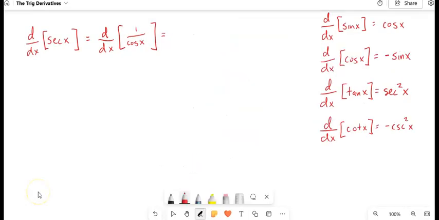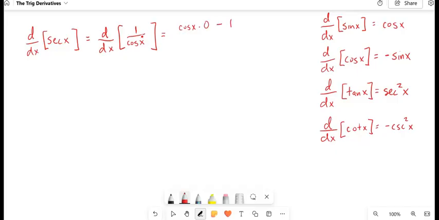All right, now we're going to move on to the two reciprocal functions, meaning the reciprocal of cosine is secant. So secant is also the reciprocal of cosine. Now when I do the quotient rule here, the derivative of 1 is 0. Any constant's derivative is 0. So bottom times the derivative of top, well, the derivative of 1 is 0, so that's just going to go away.